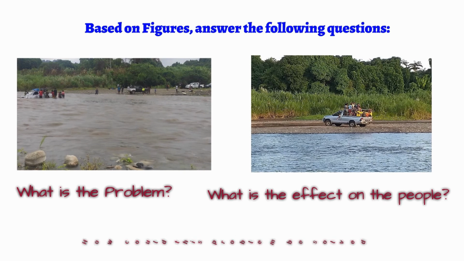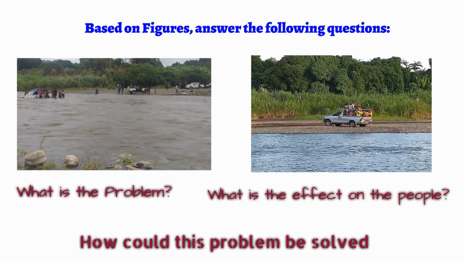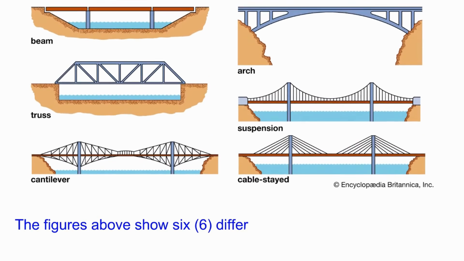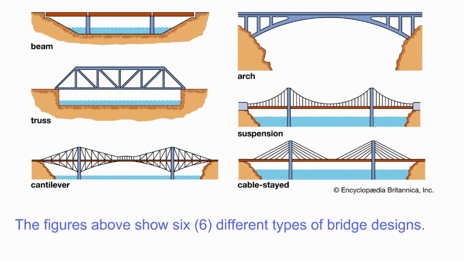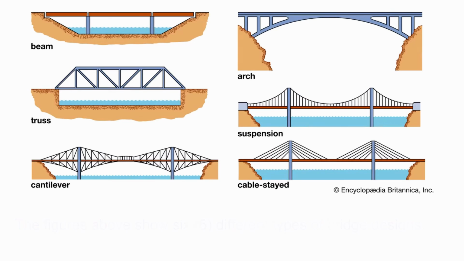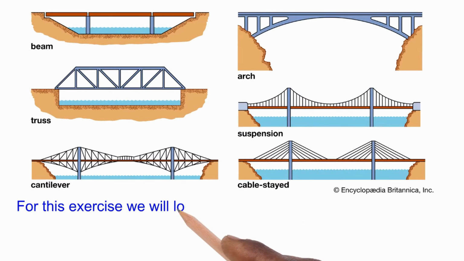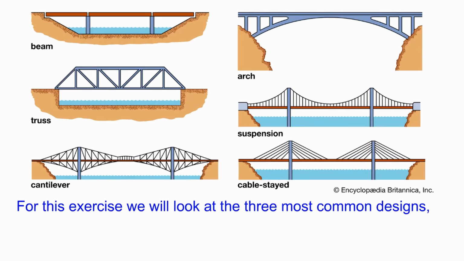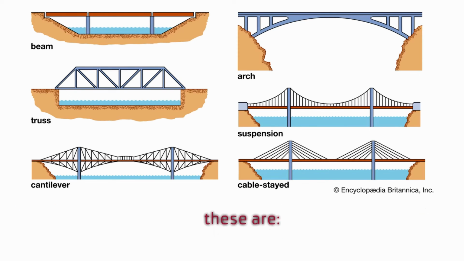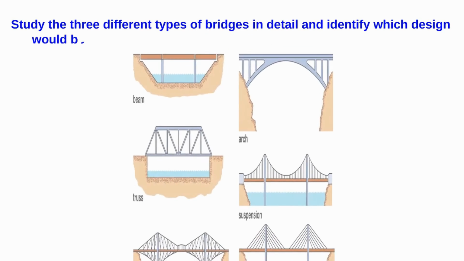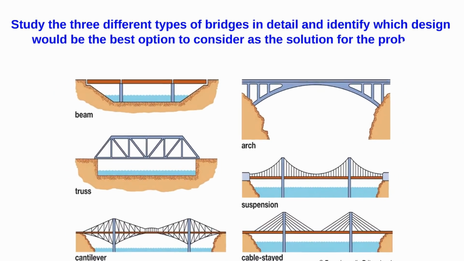So in the case of this image, we believe that it requires a bridge. So we look at 6 different bridges here. For this exercise, we look at the 3 most common bridges, and these are the beam bridge, the truss bridge, and the arc bridge. Looking at the 3 bridges in more detail, we identify the design or the best option to consider.